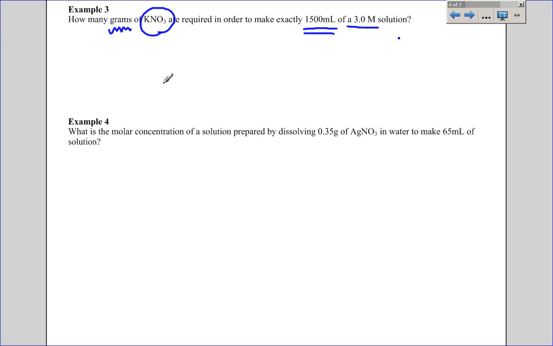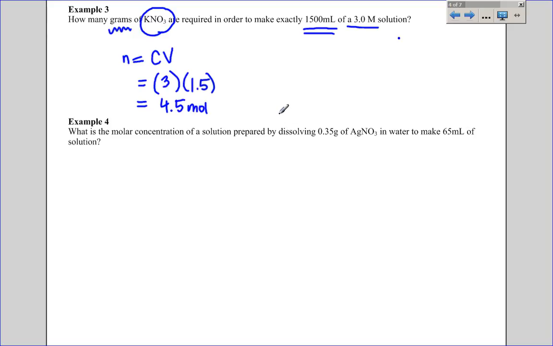So this is going to require me to do 2 steps, and I'm going to use 2 very useful and common formulas. The first thing that I need to do is figure out how many moles are required in order to make this solution. So I want a 3 molar solution, and I need 1,500 milliliters, which is 1.5 liters. And so therefore I need 4.5 moles total.